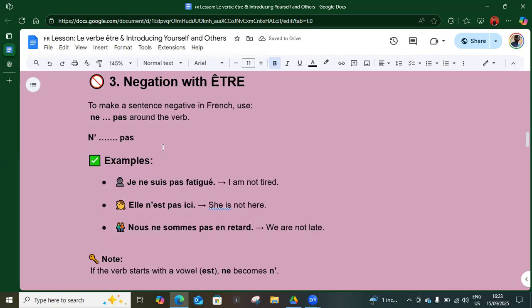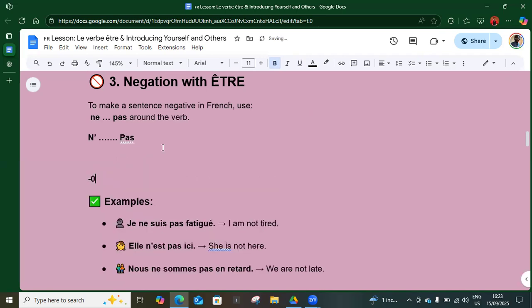For example, I have number 1. For number 1, I have je suis Paula. I am Paula. Now, where is the verb? The verb here is suis. I'm going to underline the verb.